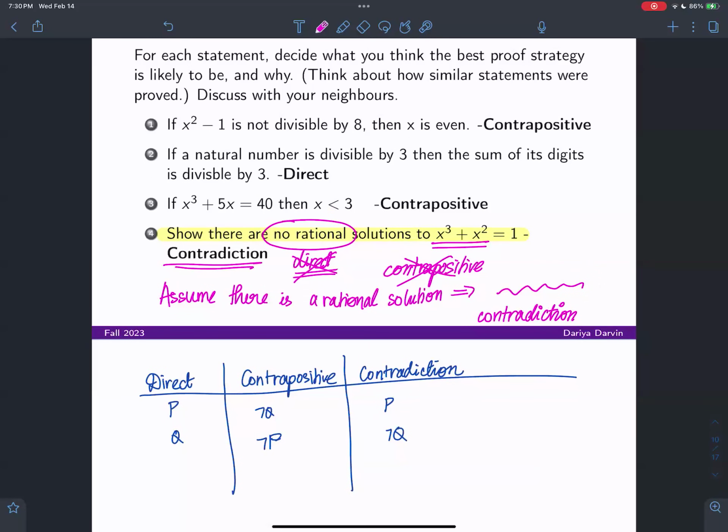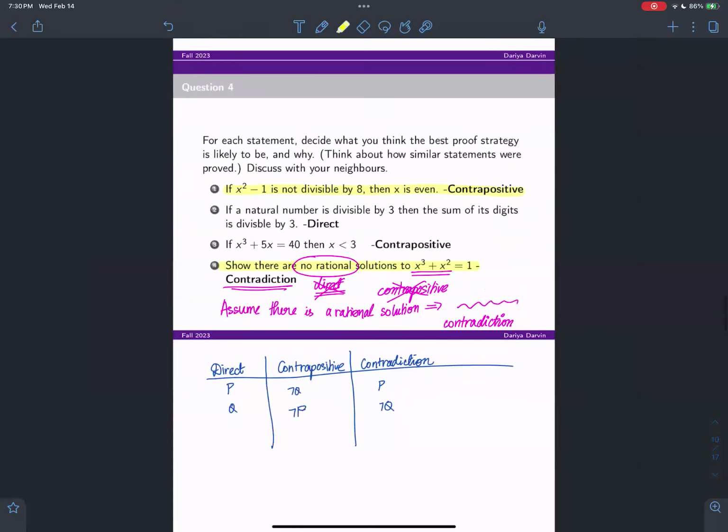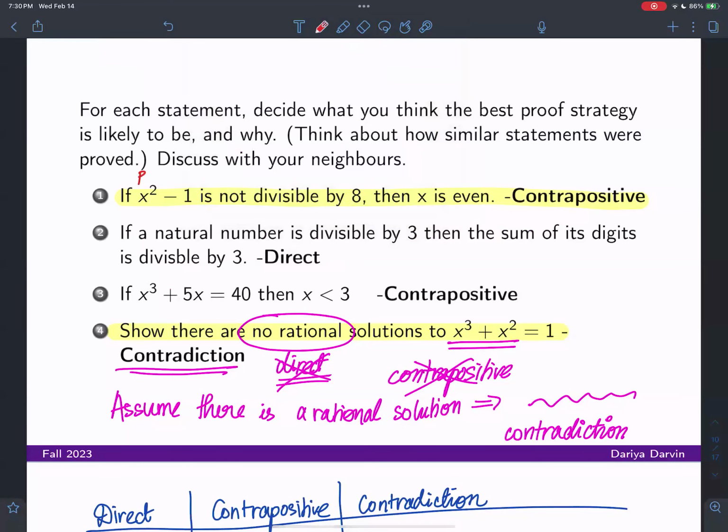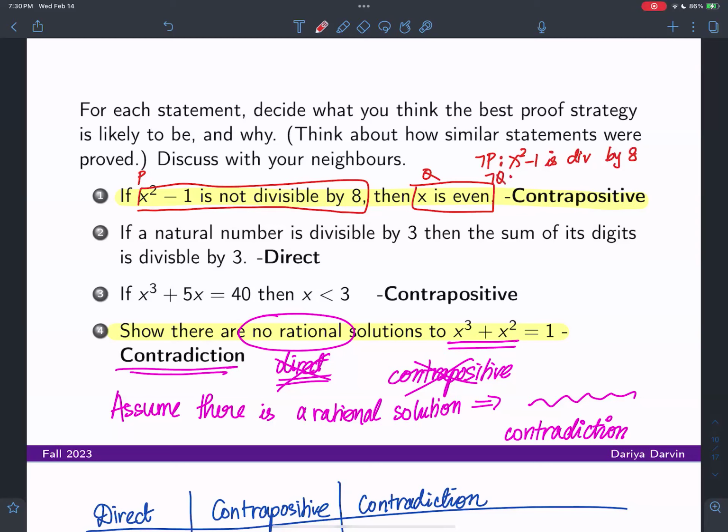Now let's look, for example, at this question and why contrapositive works a bit better there. So let's see what my P is, what my Q is. My P is x squared minus 1 is divisible by 8. X is even is my Q. My not P is x squared minus 1 is not divisible by 8. My not Q is x is odd.